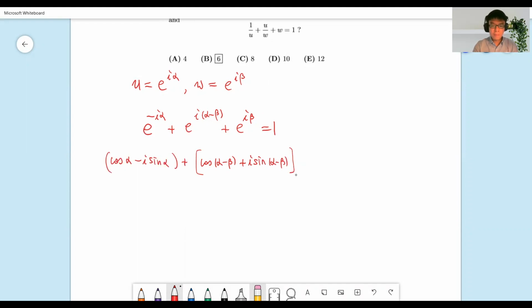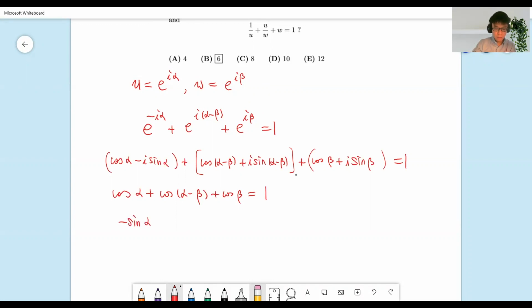And the third term is cosine beta plus i sine beta, and this equals 1. Now let's split the real part and the imaginary part. So we have negative cosine alpha plus cosine alpha minus beta plus cosine beta. This equals the real part, which is 1. And for the imaginary part, negative sine alpha plus sine alpha minus beta, and then plus sine beta. This equals 0, the imaginary part.